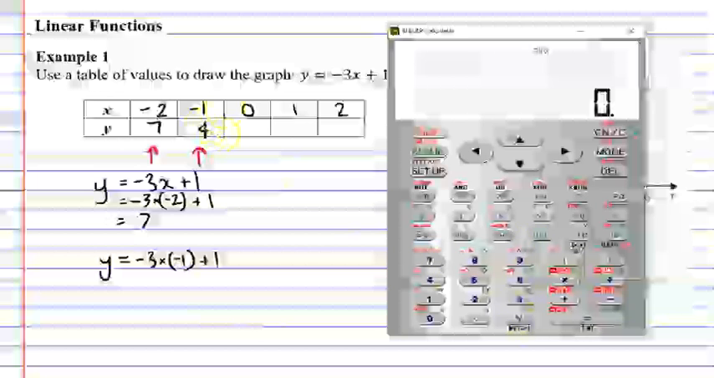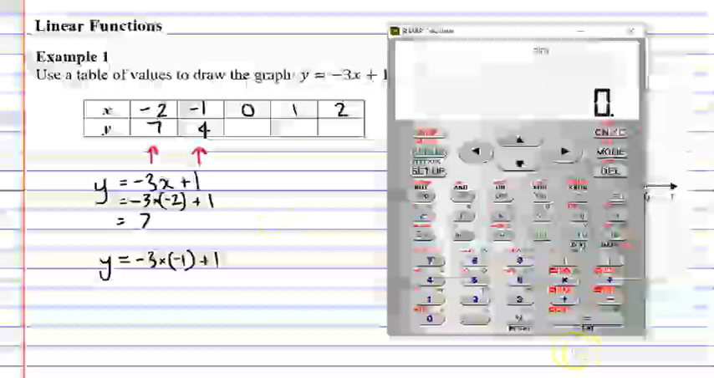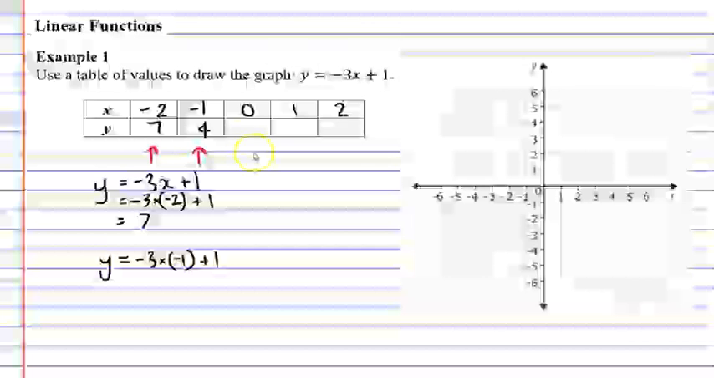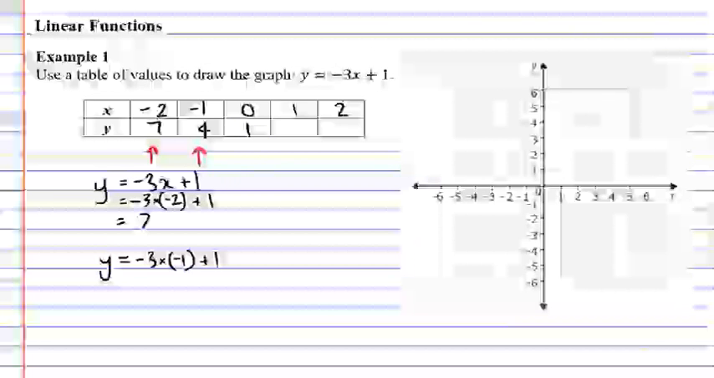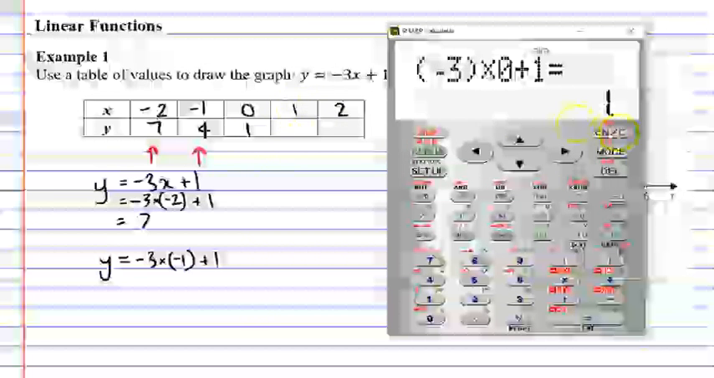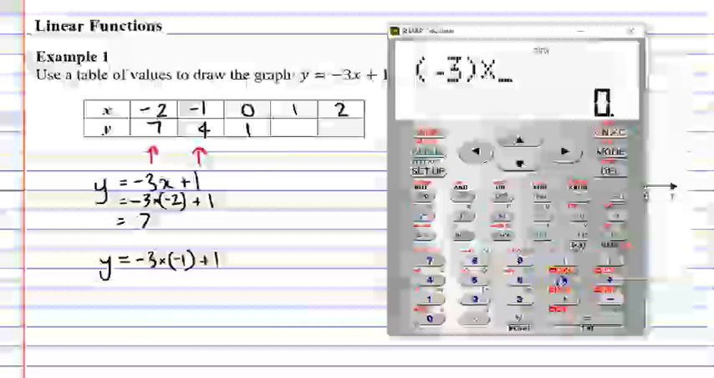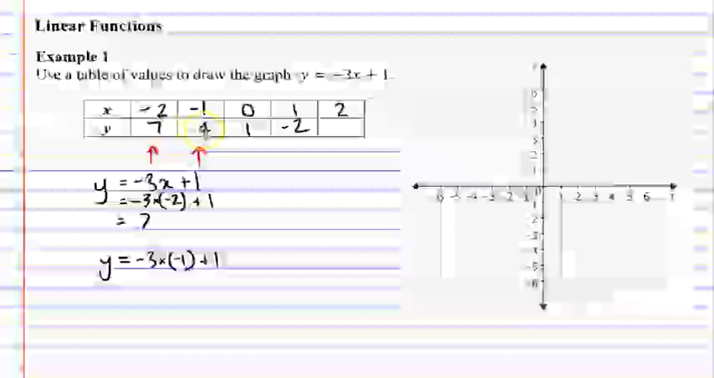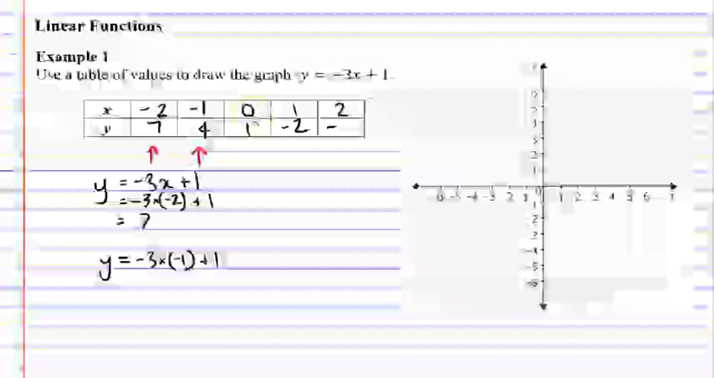So I could go, alright, in the third column it's 0, so negative 3 times 0 plus 1, which gives me 1. We'll write that down, and we can keep going. Next it's the number 1, so we go negative 3 times 1 plus 1, which is negative 2. And sometimes you can just see the pattern. They're going down by 3 each time, so the next one would have to be negative 5.